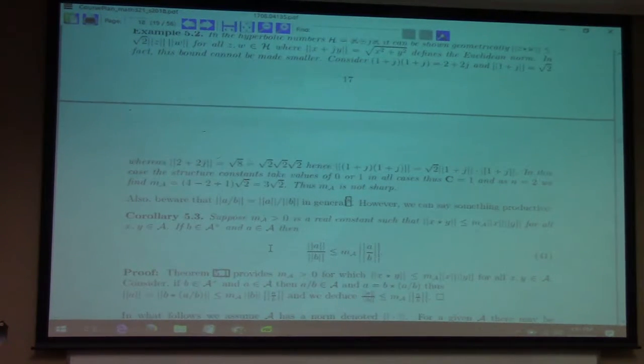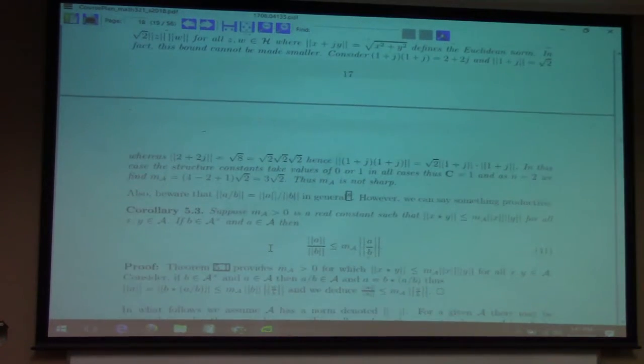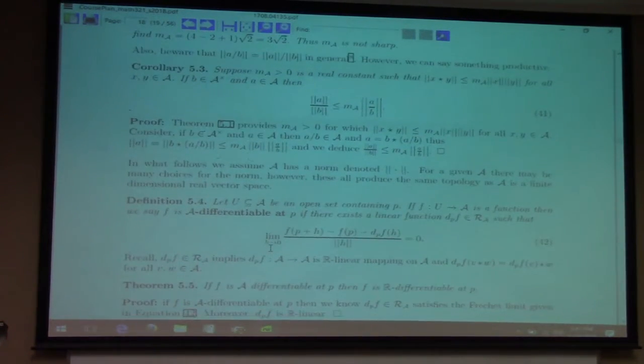Square root of 2 is smaller than square root of 6. So optimal almost always means it's the smallest possible. Well, that's what I mean, the smallest possible m sub a. Okay. Such that if you tried to make it smaller, it would not be true for some points in the algebra. Yeah. All right, I talked entirely too long about that.